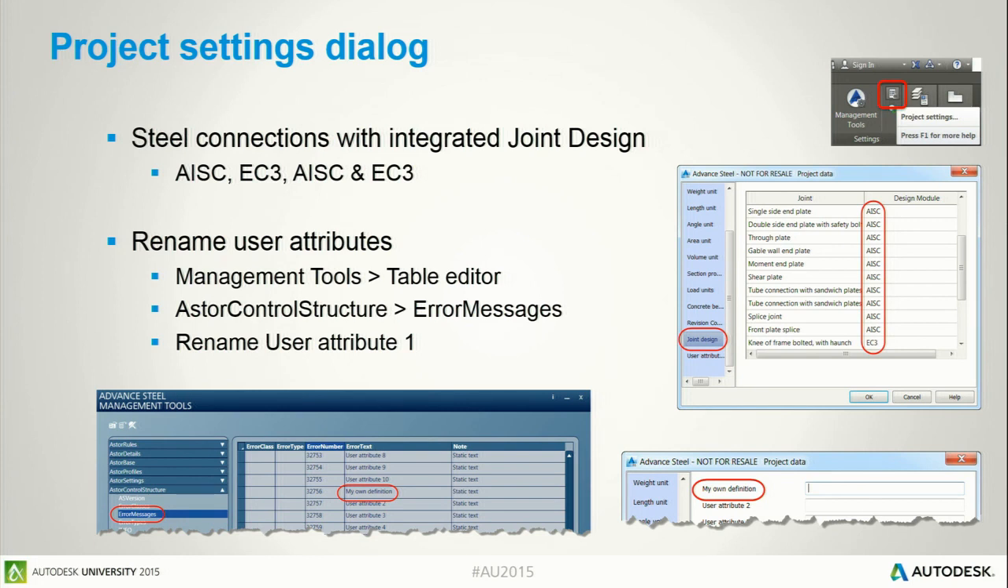And something else I would like to mention is the fact that in the dialog box, any text can be customized. So, for example, if you go to the project data user attribute, you have access to different user attributes, user attribute 1, user attribute 2, and so on. And you can customize this text description, you can change it. And to do that, you have to go to the management tools, to the table editor. And it's easy to go to a specific database and change, for example, in my case, what was the user attribute 1 to something like my own definition. So I'm going to show you a little bit of that.